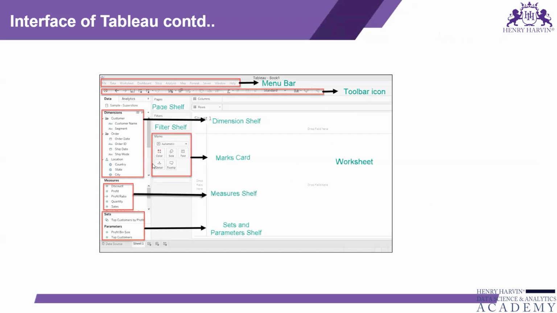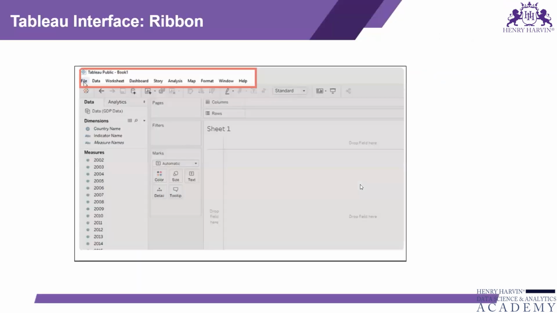So there is something called dimension, measure, sets and parameters, menu bar, toolbar. Okay, this is the place where the graph is actually generated. This is something called the marks card. Okay, so these are the different components.